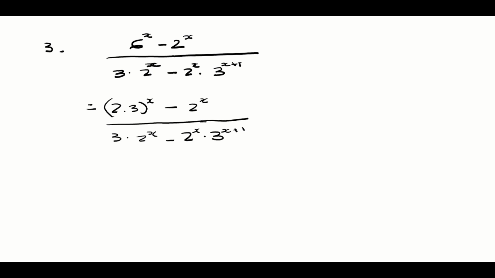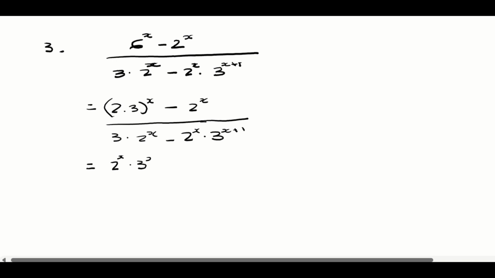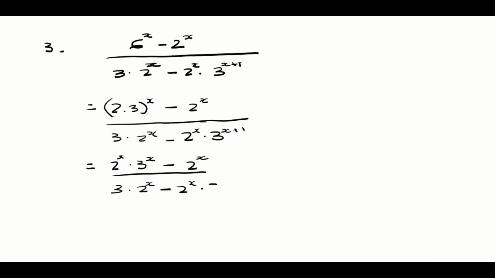Okay, so the next step is to get rid of the bracket and split powers. Remember one of our laws of exponents, if you have 2 products inside a bracket to an exponent, each of the products gets the exponent. So this is the same as 2 to the power of x times 3 to the power of x minus 2 to the power of x all over 3 times 2 to the power of x minus 2 to the power of x, and we can split 3 to the x plus 1 into 3 to the power of x times 3 to the power of 1.